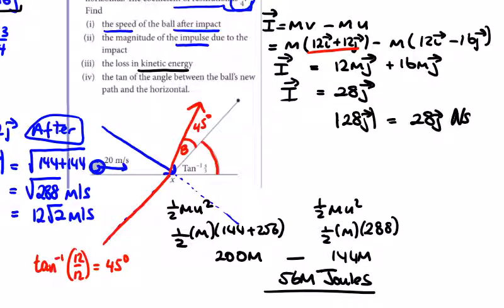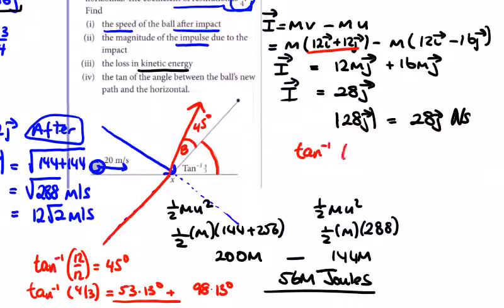This one here, the inverse tan of 4 over 3. You could use a trigonometric ratio here, tan A plus B. That's going to give 53.13 degrees. And if I add those two together, I'm going to get 98.13 degrees. Taking the tan of 98.13 degrees, rounded off slightly, that's going to give me minus 7. So the answer to the tan of the angle between the ball's new path and the horizontal is minus 7.